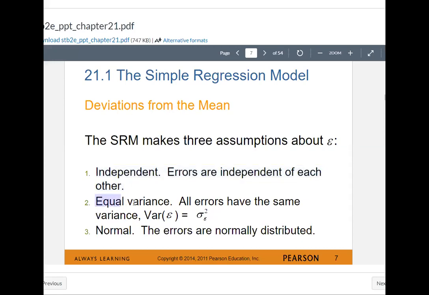The second condition is equal variances. That means throughout the whole regression line, we have similar variance, similar variation around the line.